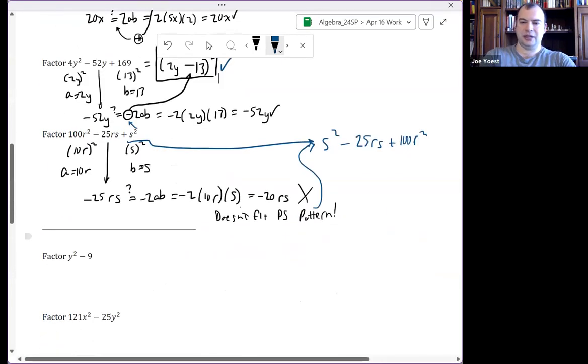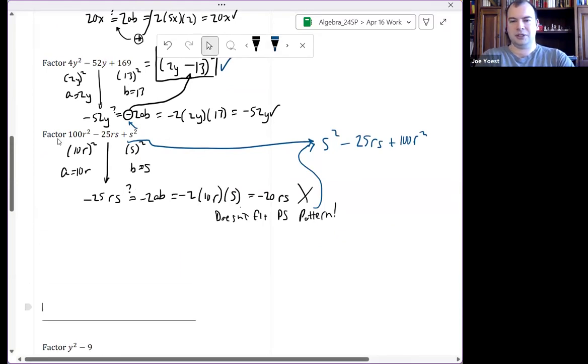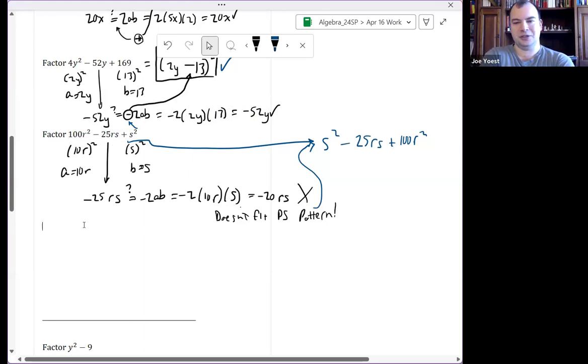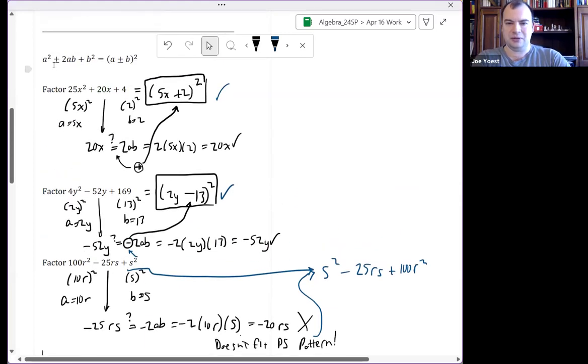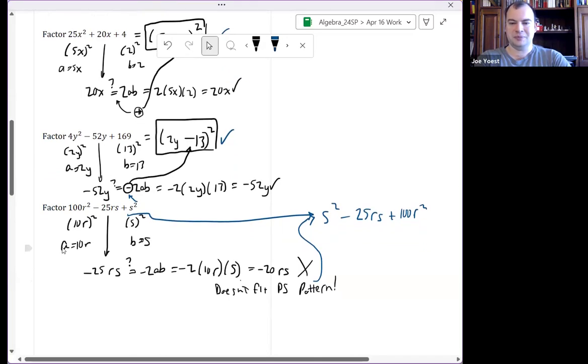And the third example down here, sorry, it's a little smashed together. I was trying to get everything on the screen. 100r squared minus 25rs plus s squared. This does seem to fit the perfect squares pattern. I see I have the a squared and the b squared. I have two terms that are perfect squares with positives attached, (10r) squared and s squared.